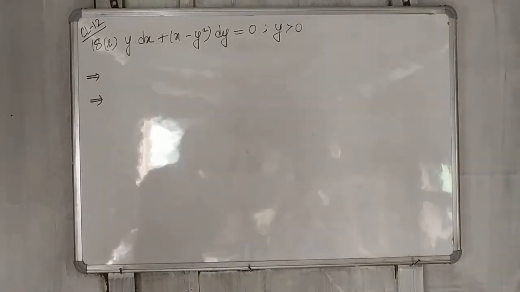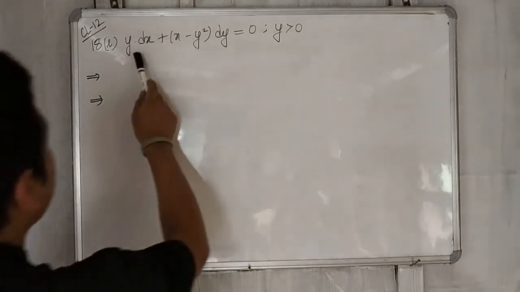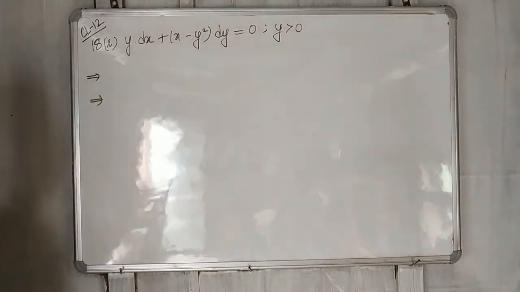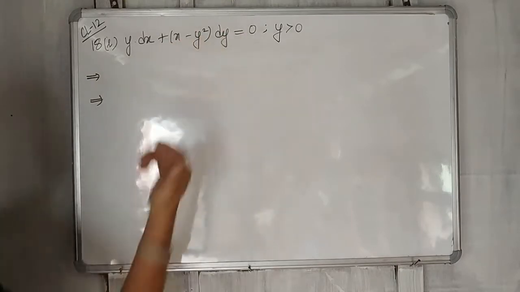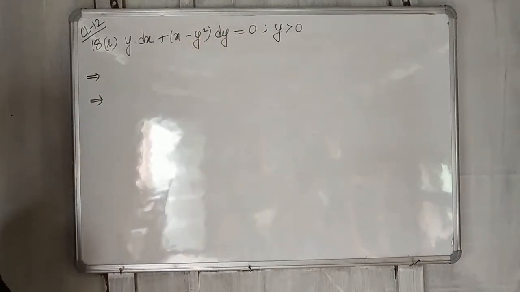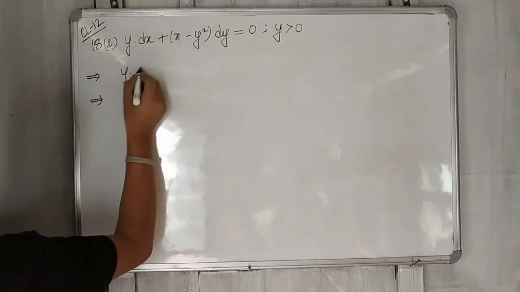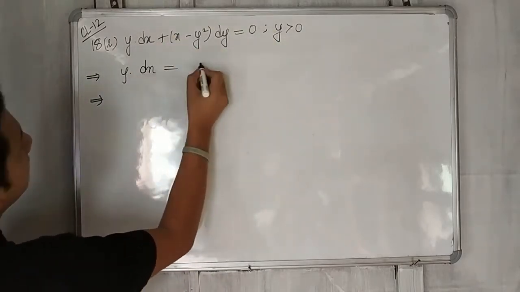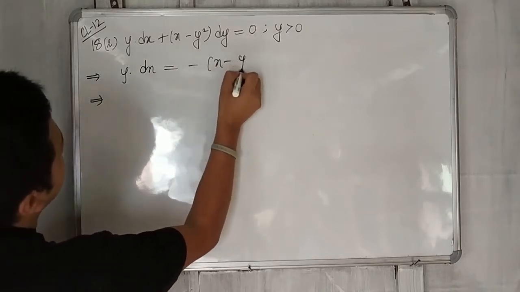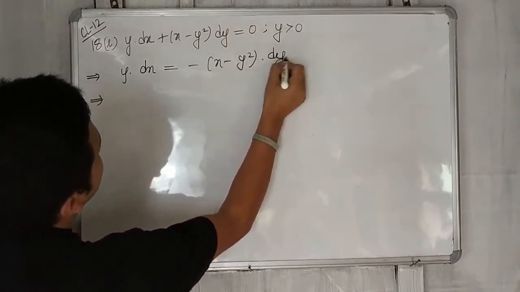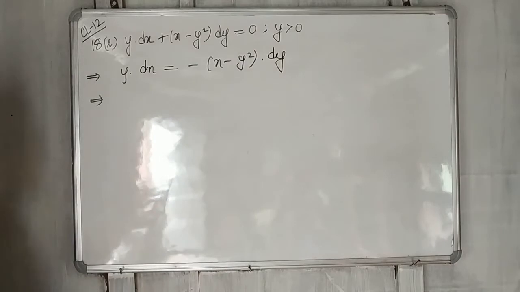So in today's class we are starting with question number 18 part 1. Okay, so this is the question given to us. Now what we'll do out here is, first it's not given in the form of a linear differential equation, so we'll try and make it one. Therefore I can take this to the right hand side. So y into dx, then this becomes minus x minus y square into dy. Okay, so this is what I am getting.